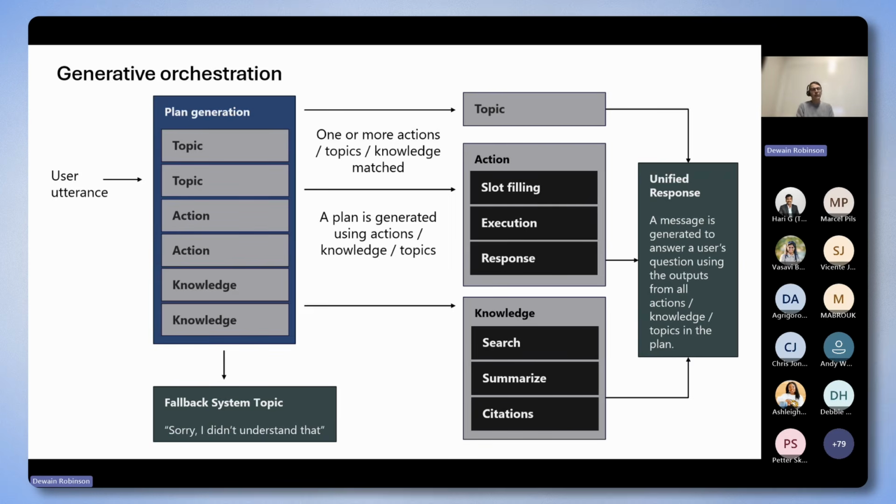Now, if it can't figure out a tool that works for it, or a plan on how to execute to answer that question for the user, this is when we go to the fallback system topic. And this is where you get a "sorry, I didn't understand" or escalate to a live agent.